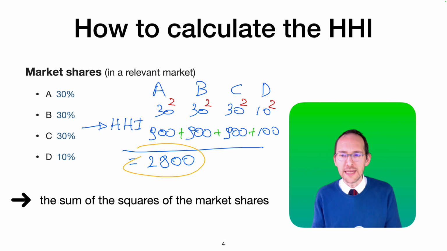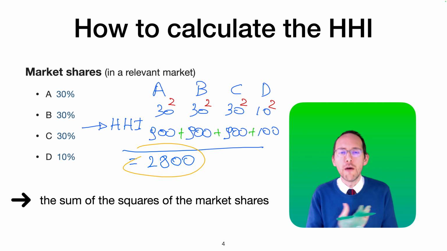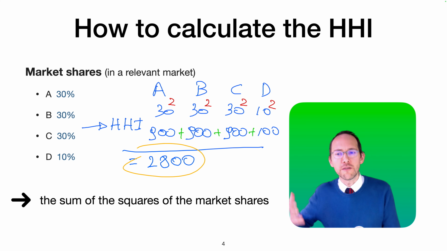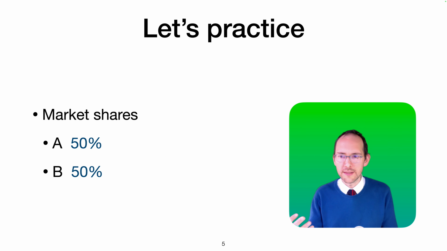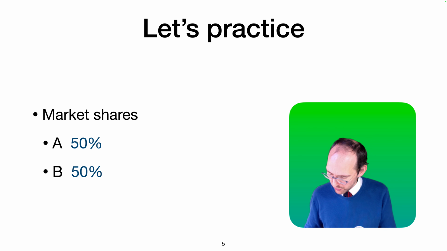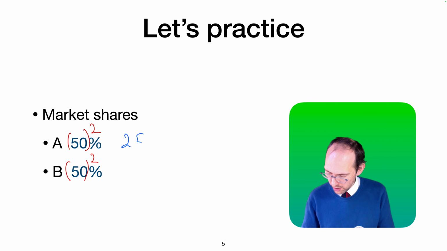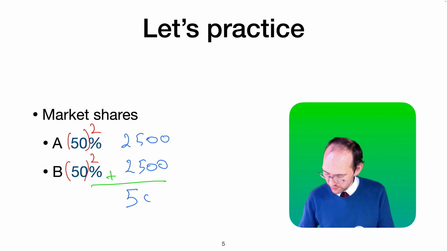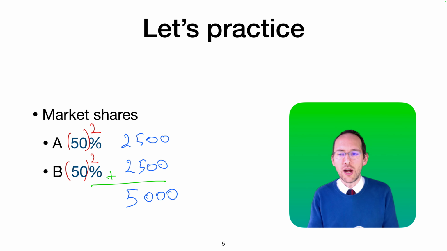So the formula is: the HHI is the sum of the squares of the market shares of the individual players in the market. Just to make sure you got it, let's practice a little. Very simple market, just 2 players, A and B. How do you calculate the HHI? Well, we're going to square the market share of A. We're going to square the market share of B. And then we're going to add those up. And the sum total, which is 5,000, that's the HHI in this particular market.